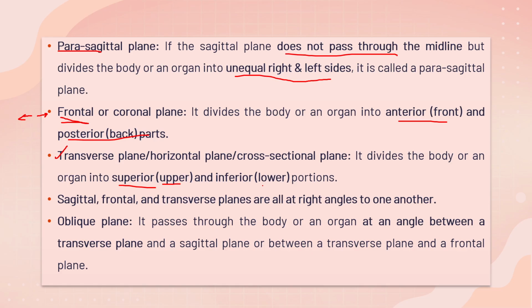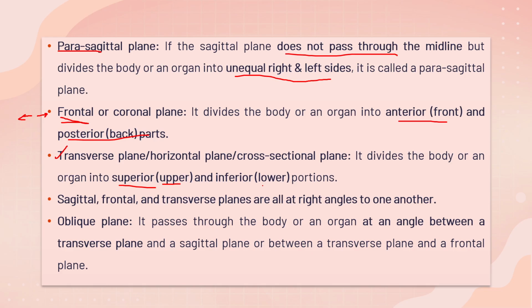Okay, then sections. A section is a cut. A section is nothing but the cut of the body or organs made along one of the planes. There are four planes, but only three sections are present. First is the transverse section, then the frontal section, and the mid sagittal section.